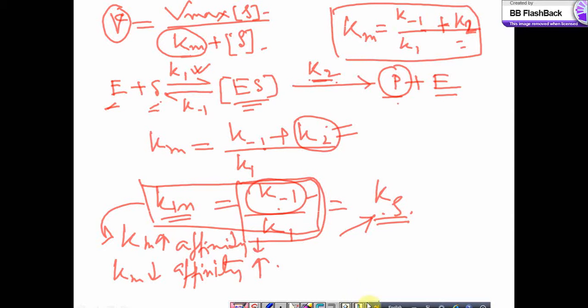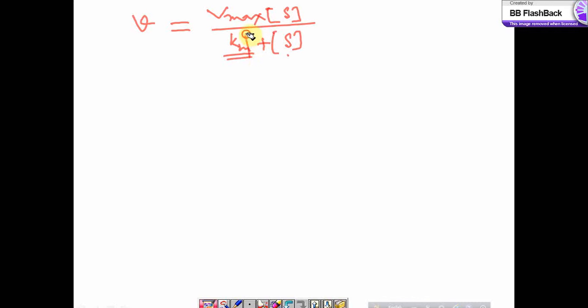So now if I go for some more extra details, we have already known that v is equal to Vmax into S divided by Km plus S. Now we know a lot about Km. Now what happens if Km increases or decreases?